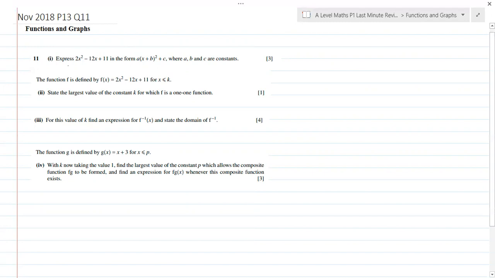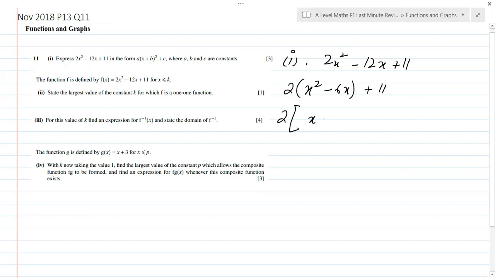So question number one, express this in the form of completing the square, where a and b are constants. So part one, I'll just do it over here. We have 2x squared minus 12x plus 11. You can take 2 common: 2 times (x squared minus 6x) plus 11. You have 2 times ((x minus 3) whole thing squared minus 3 squared) plus 11.